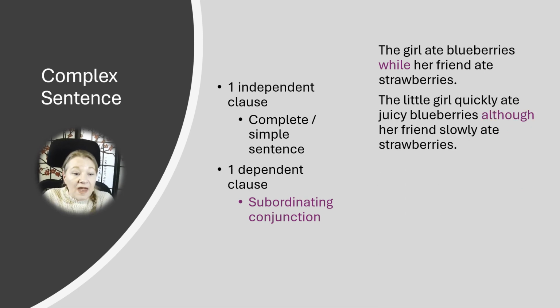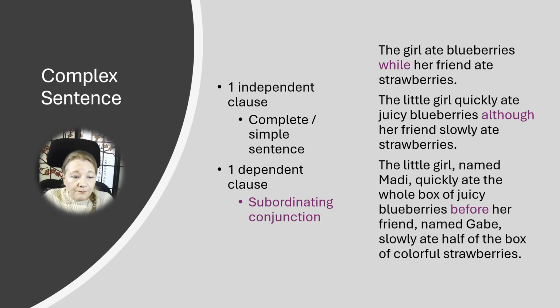Another example. The little girl quickly ate juicy blueberries, although her friend slowly ate strawberries. This is another complex sentence. The dependent clause starts with the subordinating conjunction, although, and in this sentence we're showing again that you can add adjectives and adverbs all the time, and that doesn't necessarily change your sentence type.